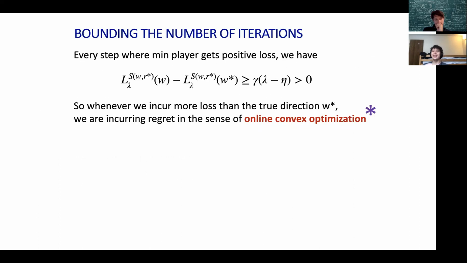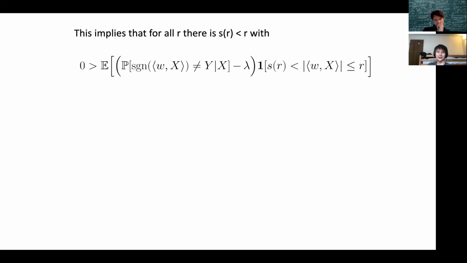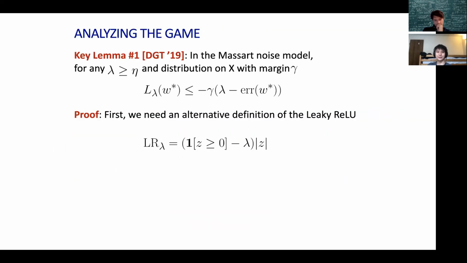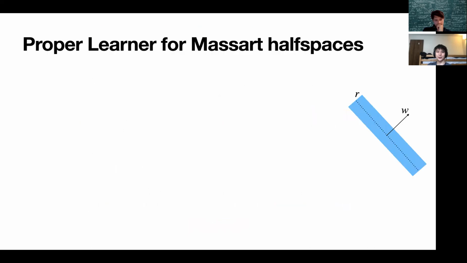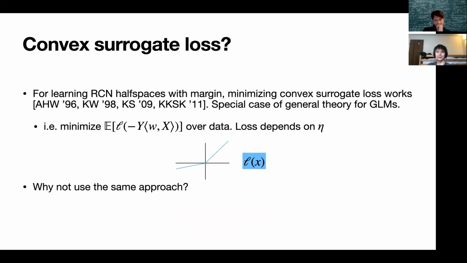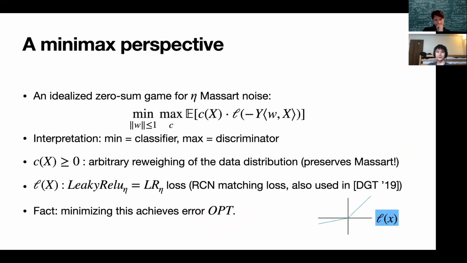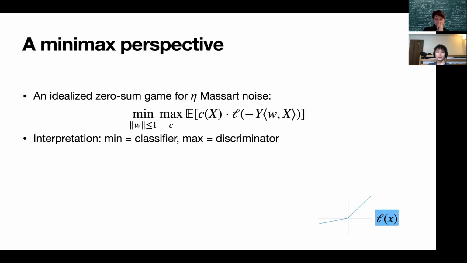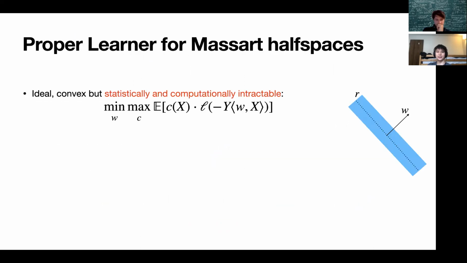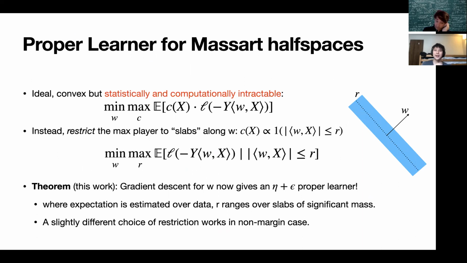Right. Basically, what happens is, maybe I can go back all the way to the minimax game. Sorry about this. So what happens when there's no margin? We do also have an algorithm that works in that case.